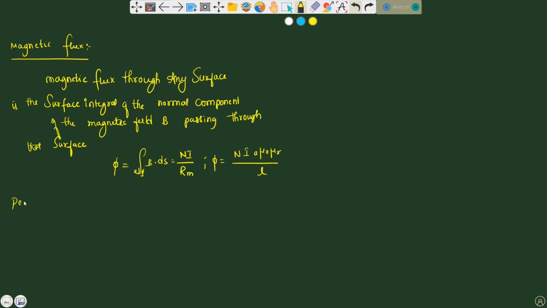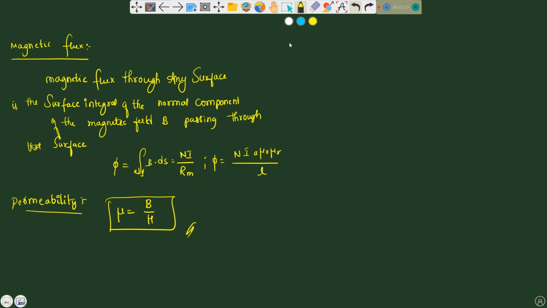We have one other important term, that is permeability. What does this permeability say? It is the ratio of magnetic flux produced by a given magnetic force in the material or medium to the magnetic flux which would be produced by the same magnetic force in a perfect vacuum. It is denoted as B divided by H. Remember this formula, and there is no unit for permeability.